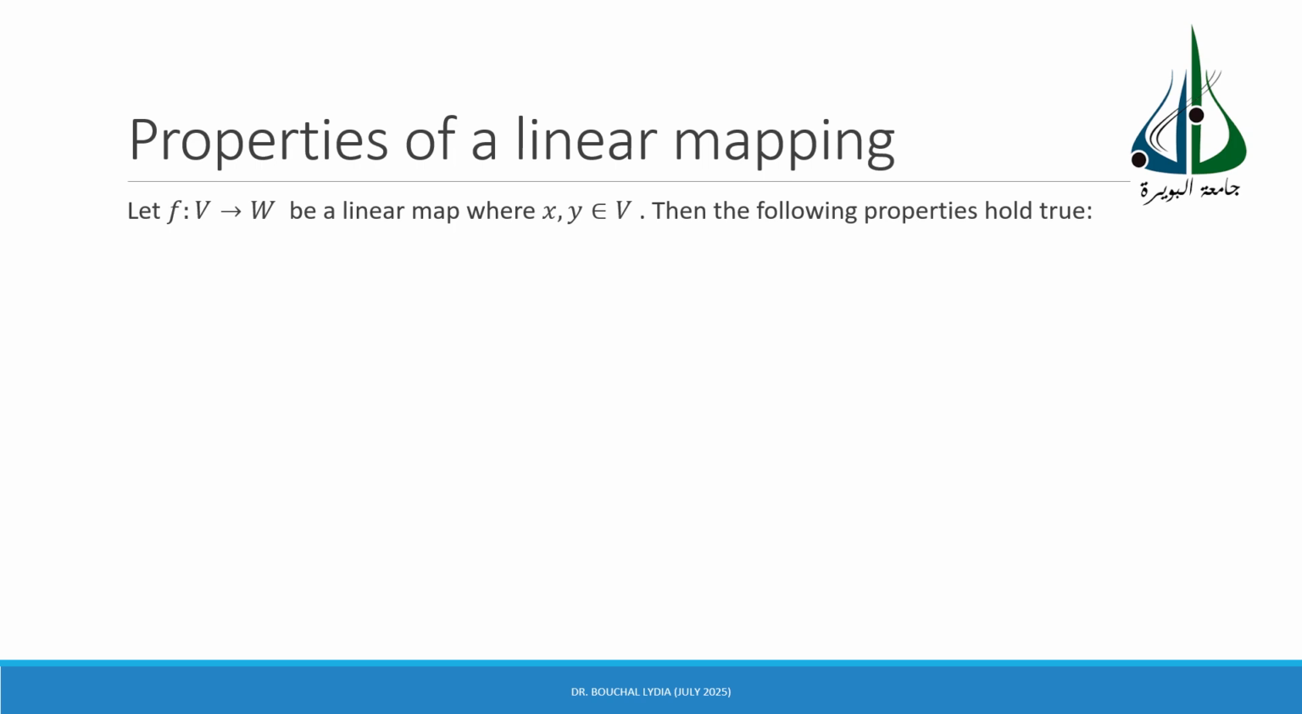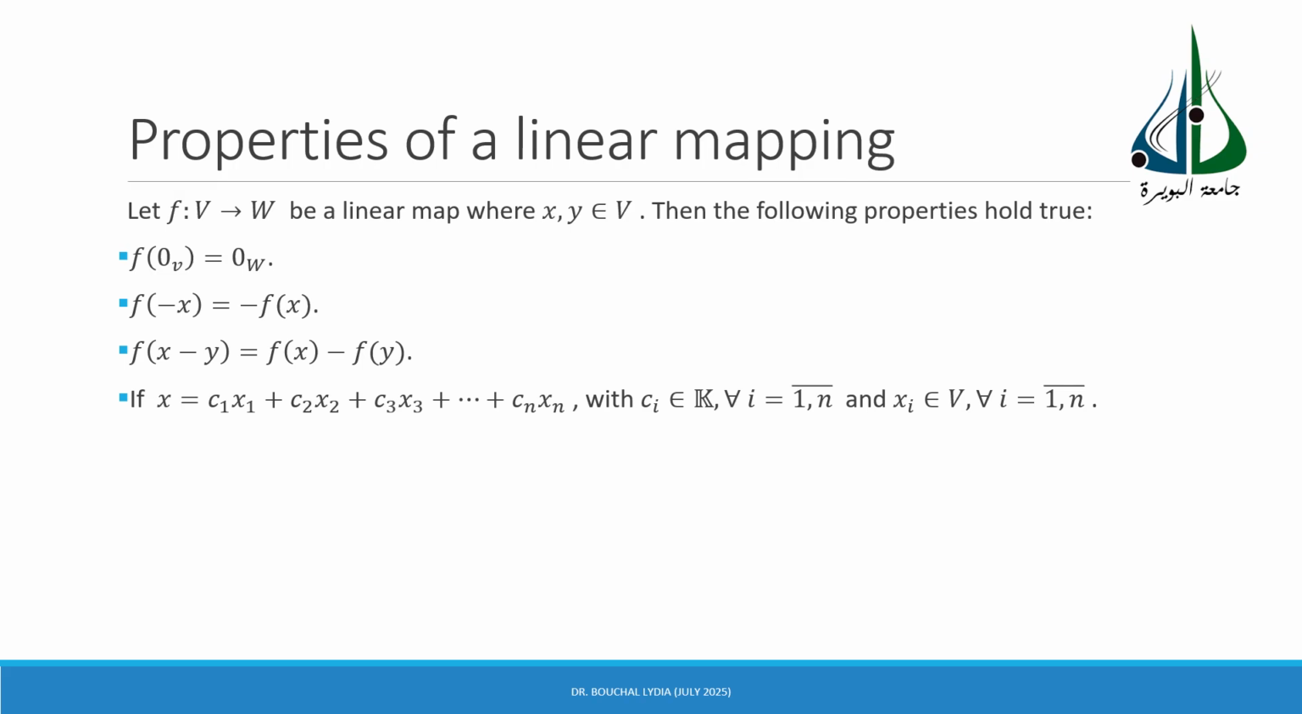Now, let's look at properties of linear mappings. A linear mapping always maps the zero vector in the domain to the zero vector in the codomain. It preserves scalar multiplication. Here, alpha in the definition is equal to -1. And it preserves vector addition. If vector x is written as a linear combination of vectors, then a linear map distributes over the linear combination of vectors, keeping the scalars outside.